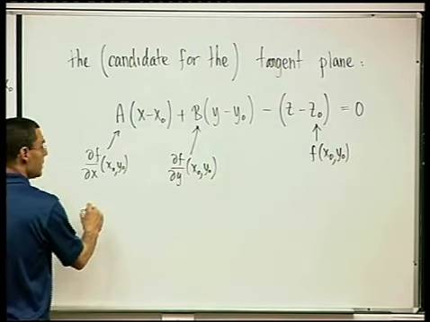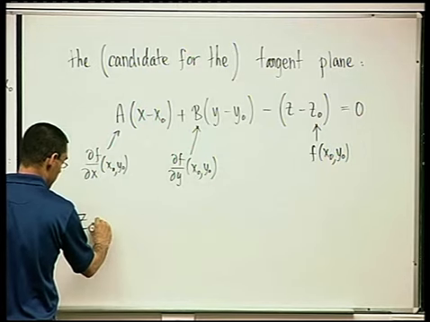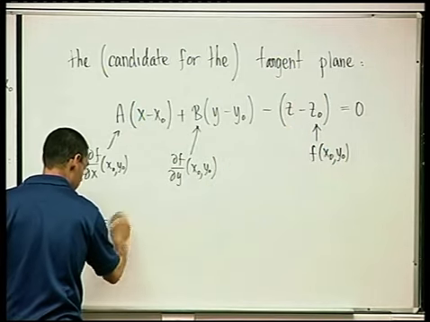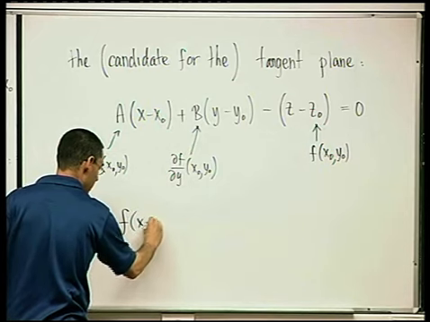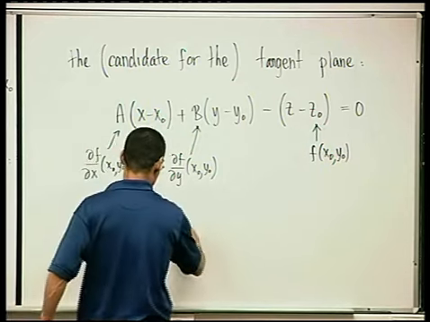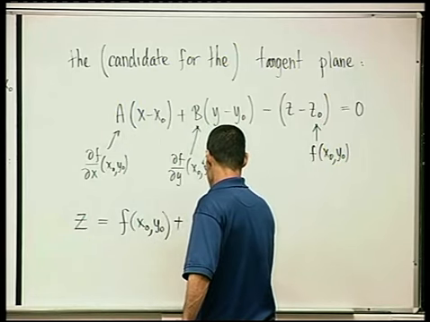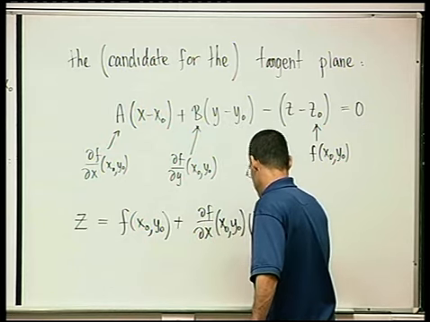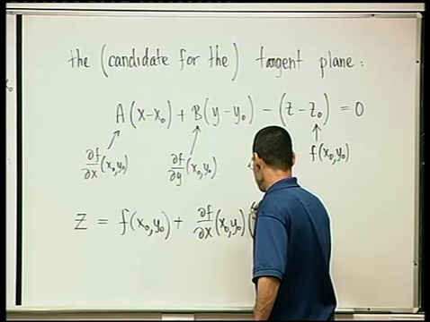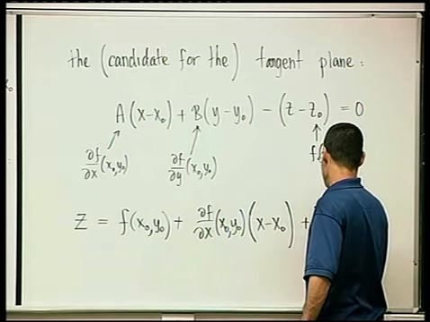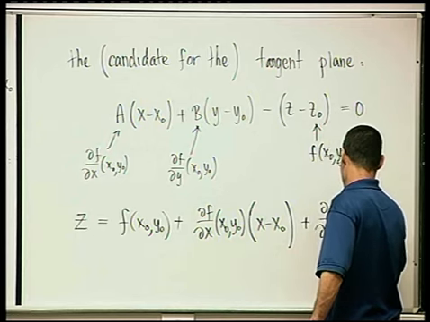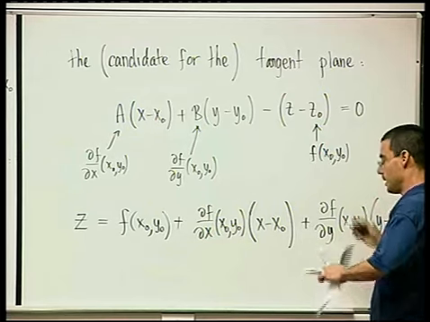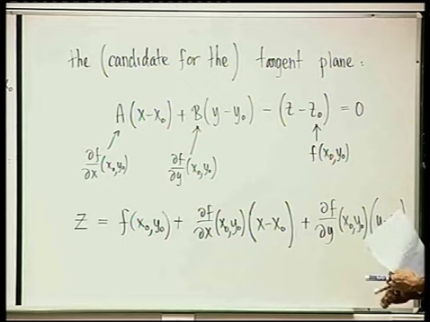So I'm going to rewrite it as z equals z0, so f of x0, y0, plus df/dx at the point times x minus x0 plus df/dy at the point times y minus y0. That's the equation of the tangent plane when it exists.